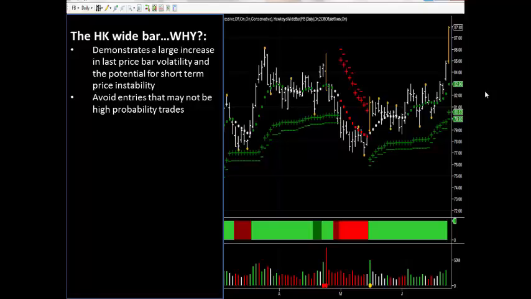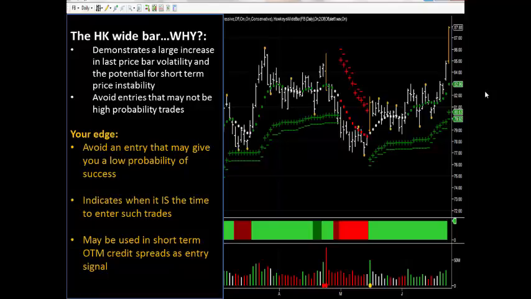This gives you the opportunity to potentially avoid entries that may not be high probability trades, which of course is the purpose of entry. So our trading edge with this is we avoid an entry that may give you a low probability of success, and it also indicates when it is the right time to enter such trades. And the bottom line rule is if we have a close above the wide bar, then we can enter if it's a long trade, and vice versa, of course, if it's short. We also may use these in short-term out-of-the-money credit spreads as an entry signal.